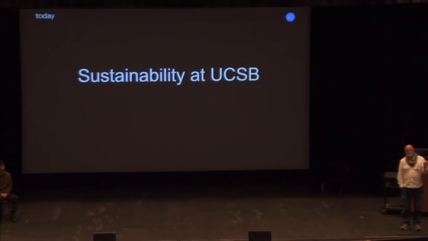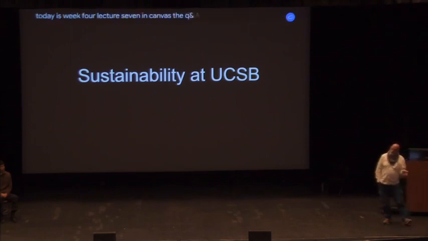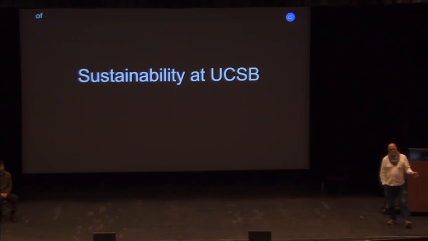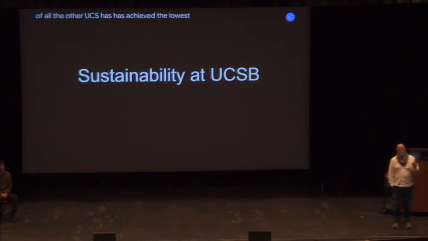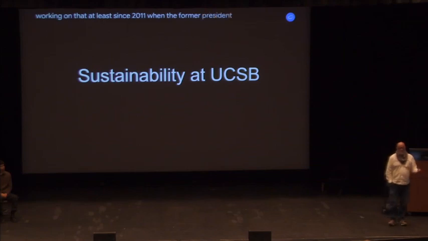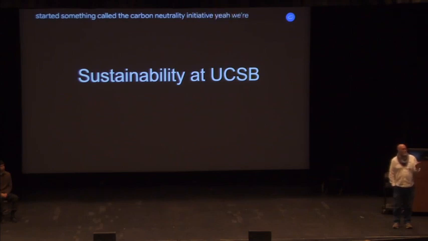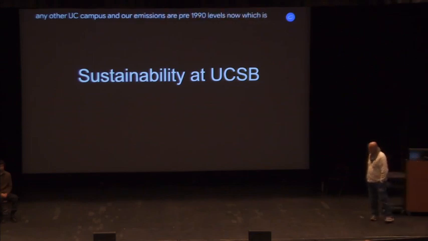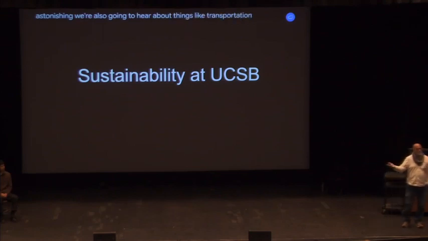Q&A is open. Today is week 4, lecture 7. In Canvas, the Q&A, lecture 7? Is that right? Yeah. The Q&A is open, so please put your questions in so that we can ask. A couple notable things. UCSB, in terms of all the other UCs, has achieved the lowest carbon emissions. We've been working on that at least since 2011 when the former president of the UC, Janet Napolitano, started something called the Carbon Neutrality Initiative. Yeah, we're lower than any other UC campus, and our emissions are pre-1990 levels now, which is astonishing. We're also going to hear about things like transportation, all the bike infrastructure, and things of that sort. So it should be fun.